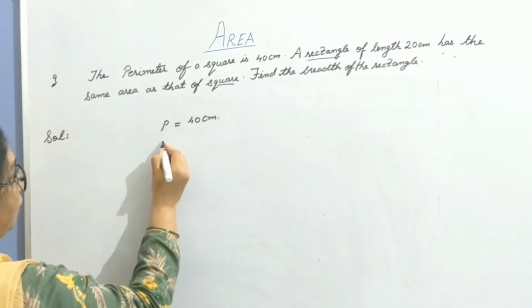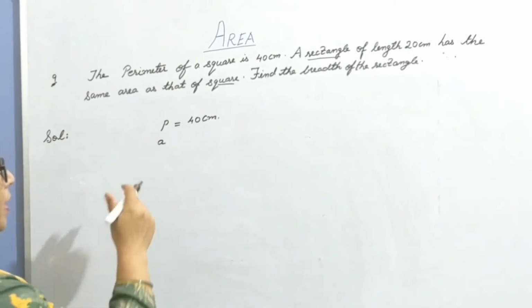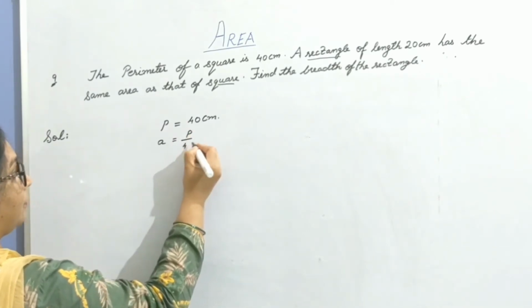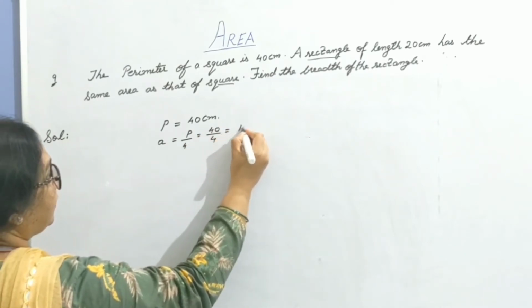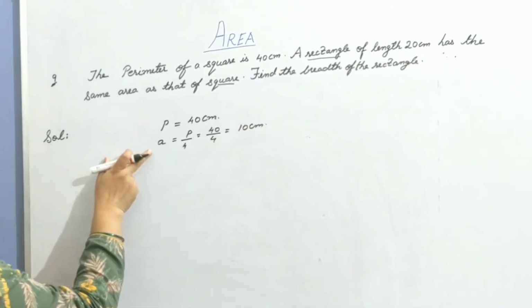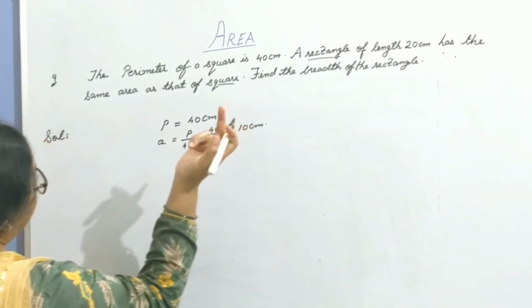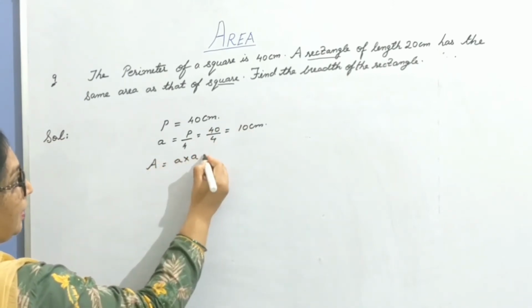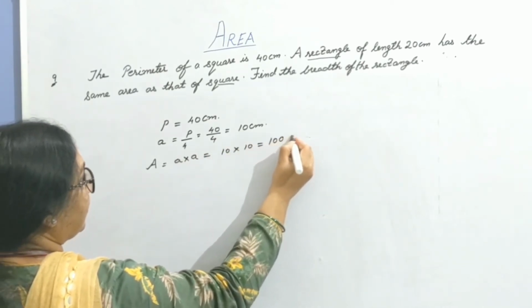From here, can you find each side? Do you remember the formula? Just recall. Each side of the square equals perimeter divided by 4. That is 40 divided by 4 equals 10 centimeter. Hence, from the perimeter of the square, we can obtain one side of the square. So one side of the square is 10 centimeter. So what is the area of this square? Area of this square is A into A equals 10 into 10 equals 100 centimeter square.